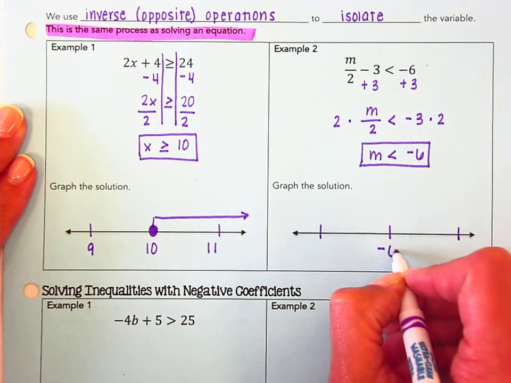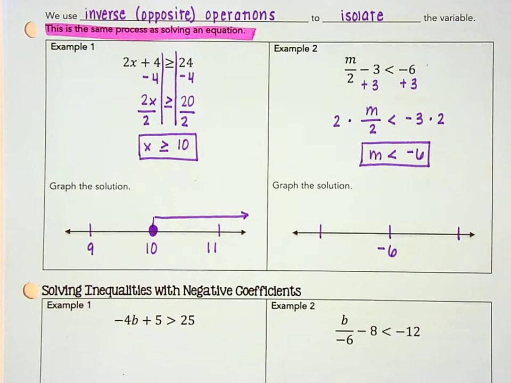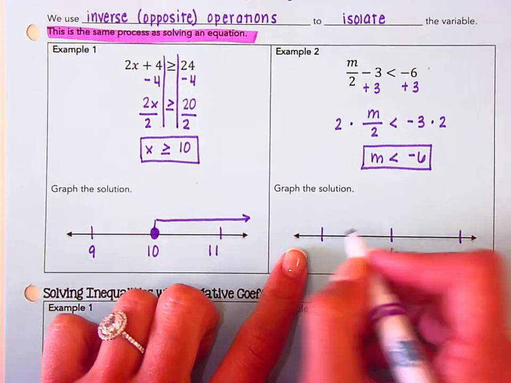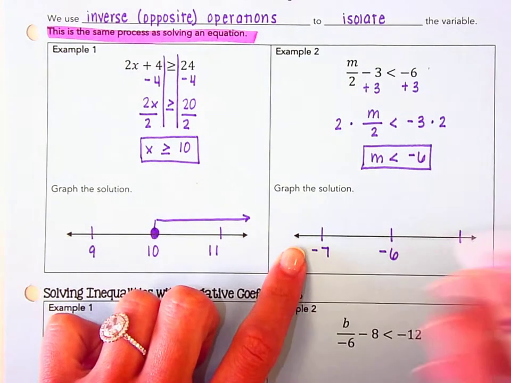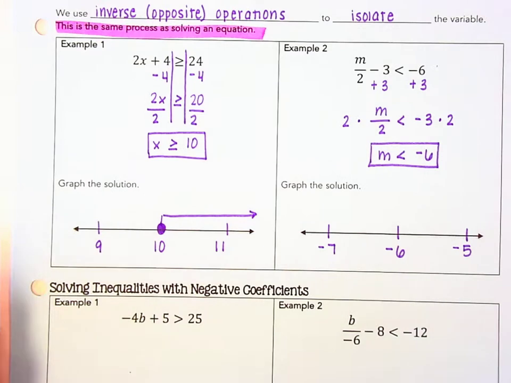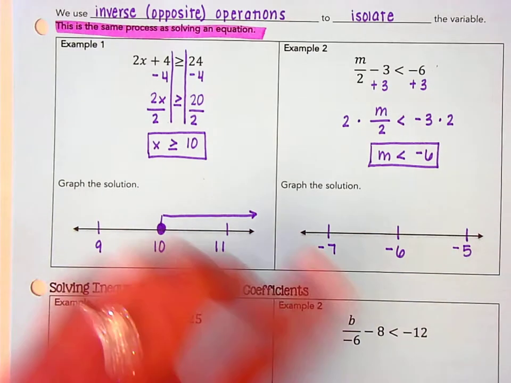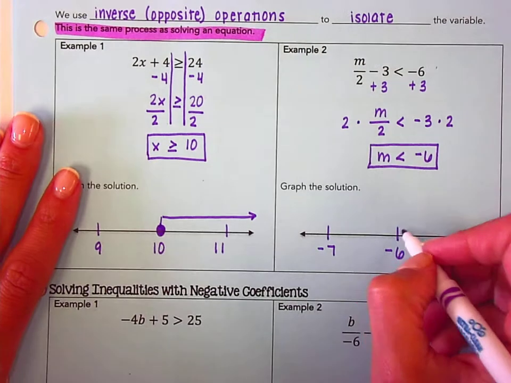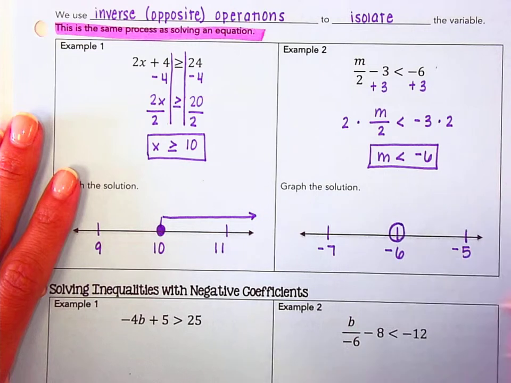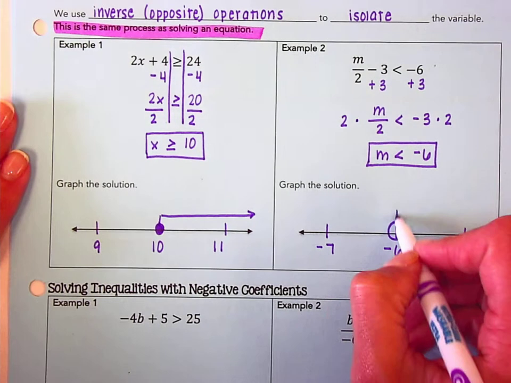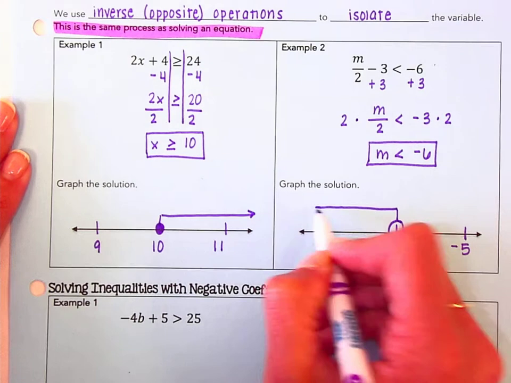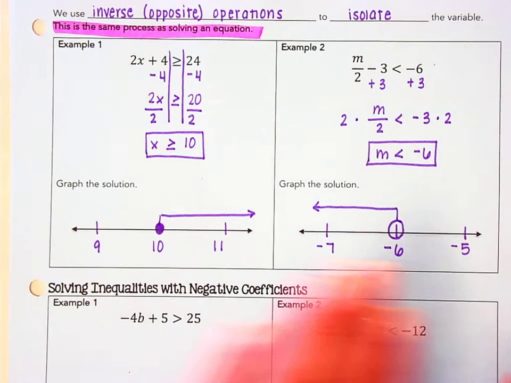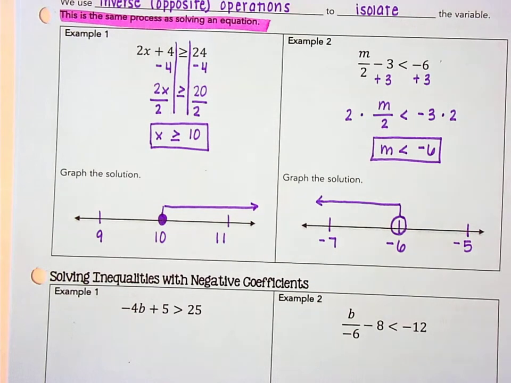So negative 6 must be a value on that graph, and we want to be careful, especially with the negatives. So numbers that are smaller than negative 6 go to the left, so negative 7 is smaller, and negative 5 goes to the right. Because negative 6 is not included as a possible answer, because m has to be less than negative 6, we're going to use an open circle, and we're going to draw an arrow to the left to show that all of our possible solutions have to be smaller than negative 6, and every number to the left of negative 6 is less than negative 6.